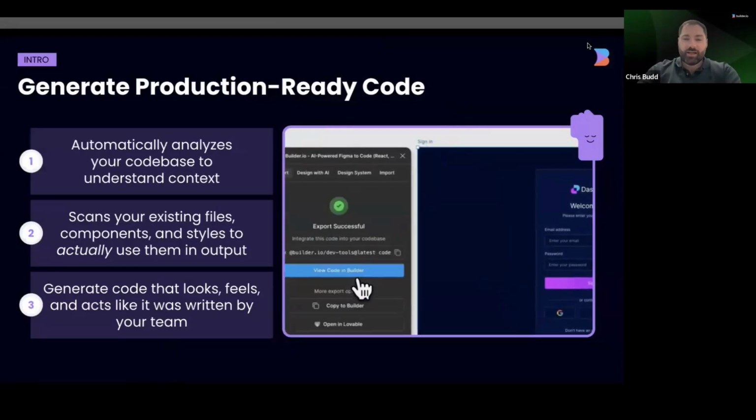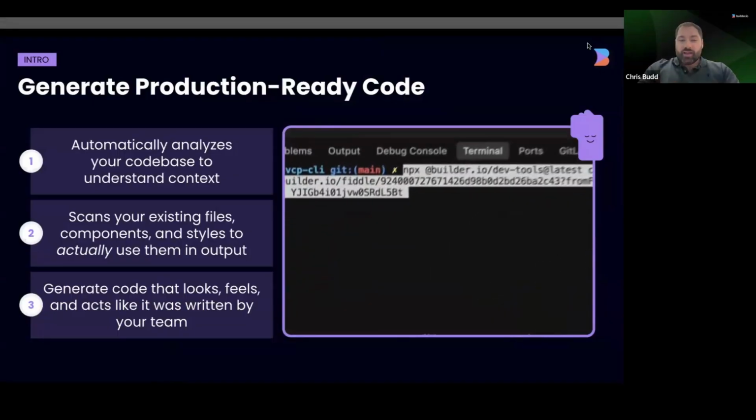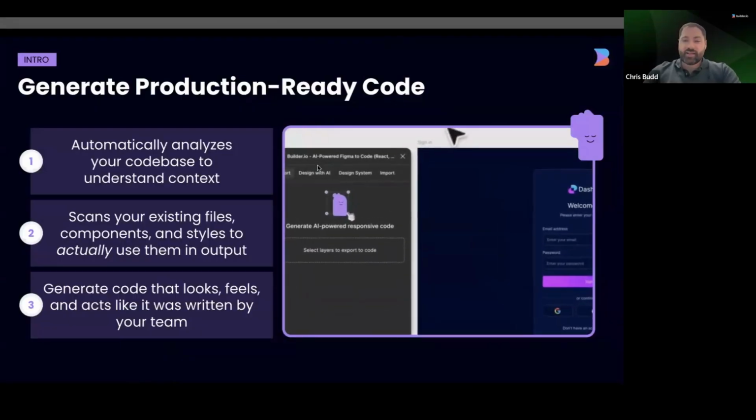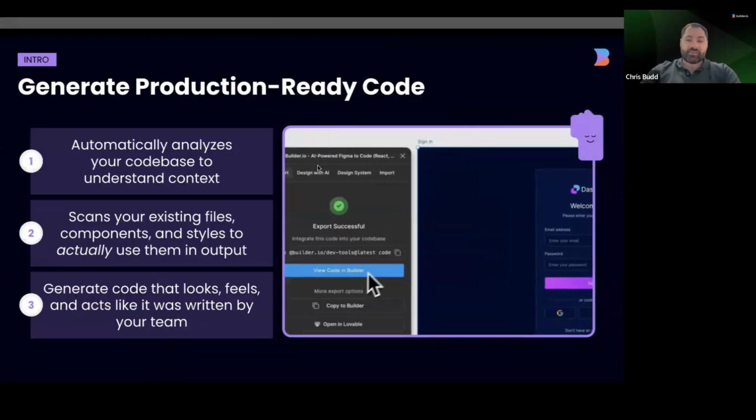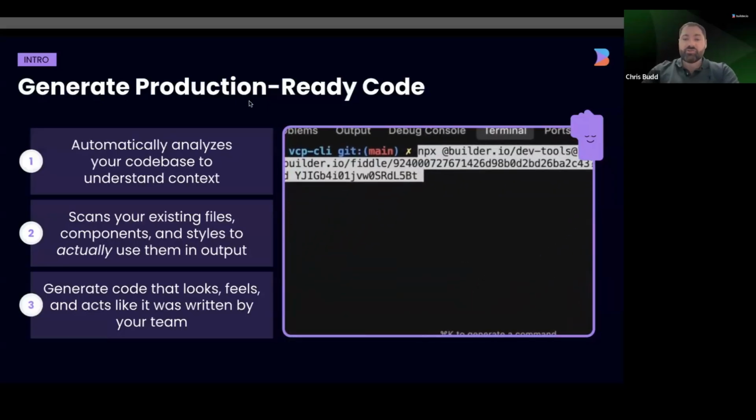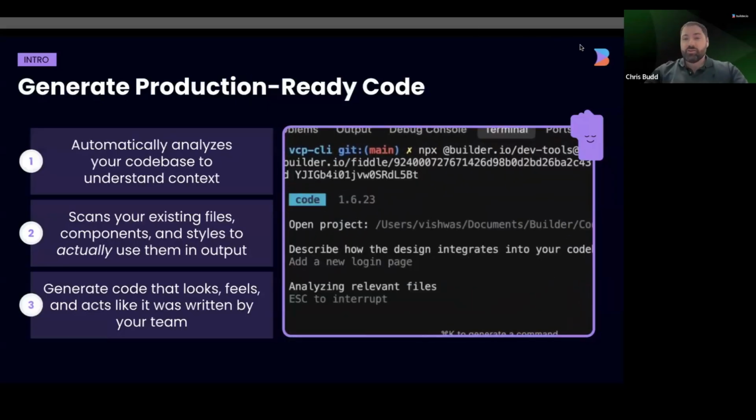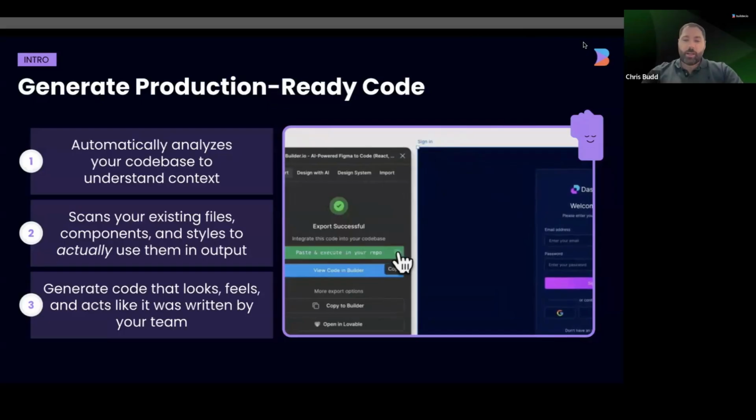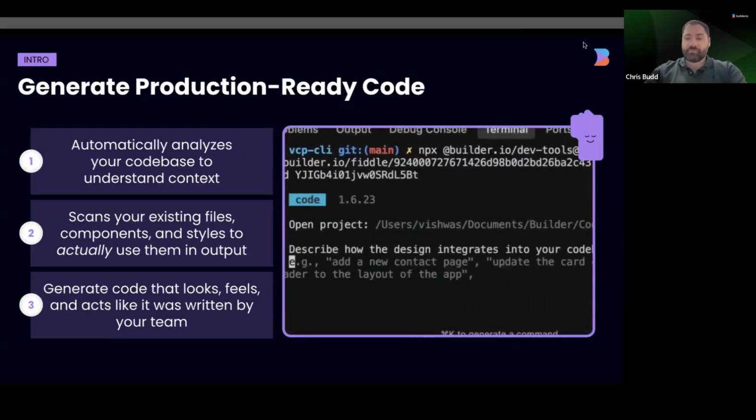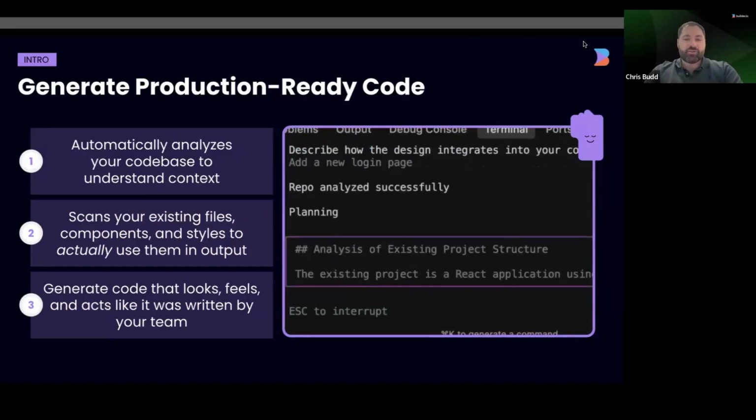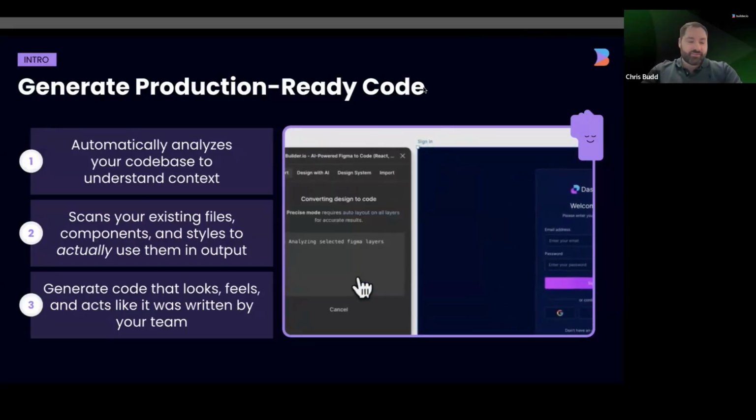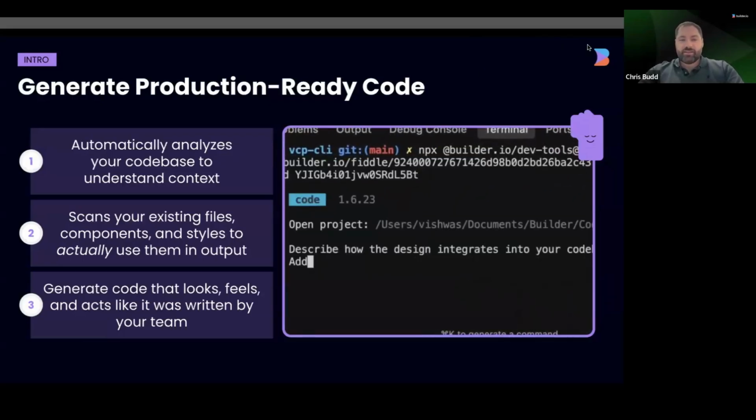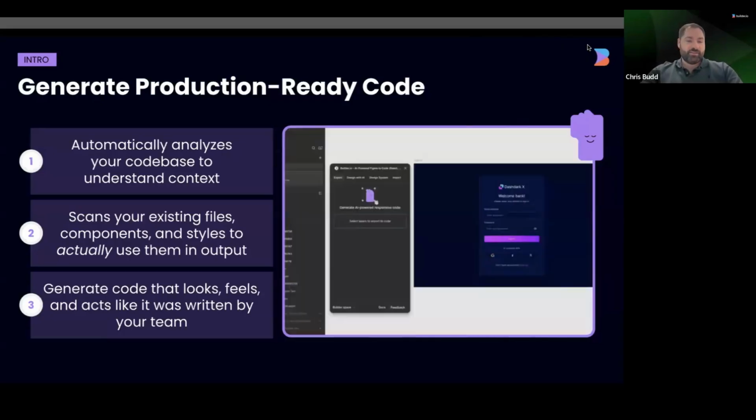So what can Builder do? Among other things, it can create production-ready code. It will automatically analyze your code base to understand the exact context, exactly what you've got in there. It'll scan your existing files, components, and styles, and then use that in the output. What this means is that the code generated is as if it's by one of your dev team. It won't be generic code that you're trying to shoehorn in, maybe refactor, and make pass your lints and match your style. It will be your own code generated by AI. This is really important for consistency, and also for keeping everything easy for onboarding and easy for debugging going forward.